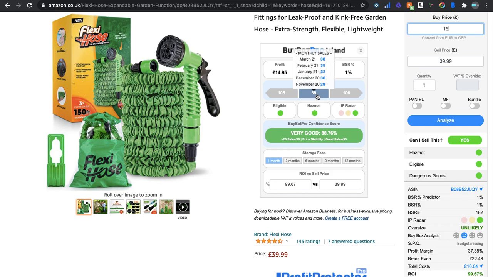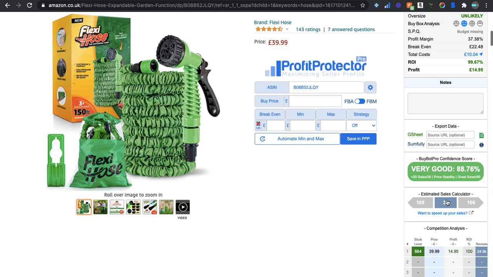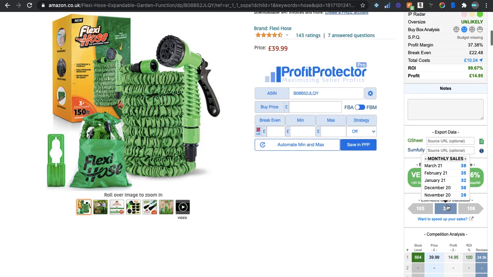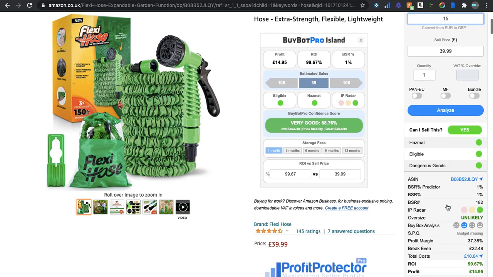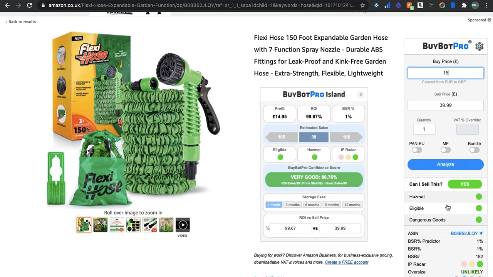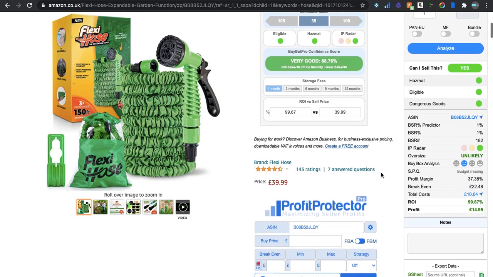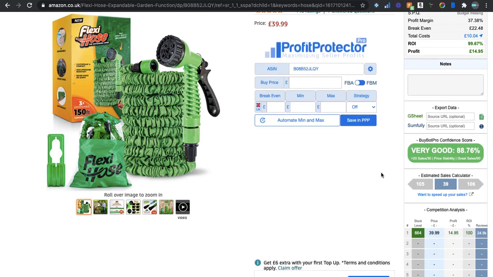So we've got the estimated sales calculator here, okay? And we've got the estimated sales for the previous months. Note that this is just an estimation that Buybot Pro has done to the best of its ability. You've also got the estimation down there. Doesn't mean it's set in stone, and usually there's a few more sales than what it's showing. Sometimes a lot more, but it's a rough estimation that's quite accurate, but usually a tiny bit out, I would say. Obviously, you can never be 100% sure. There's no way any software can ever be 100% sure on how many sales a product is getting, okay?